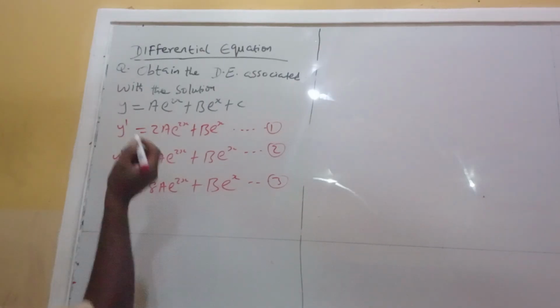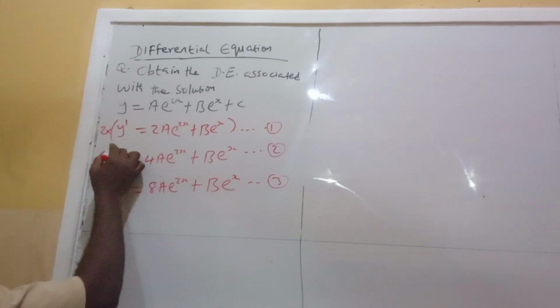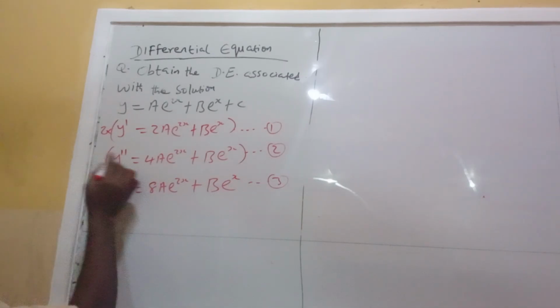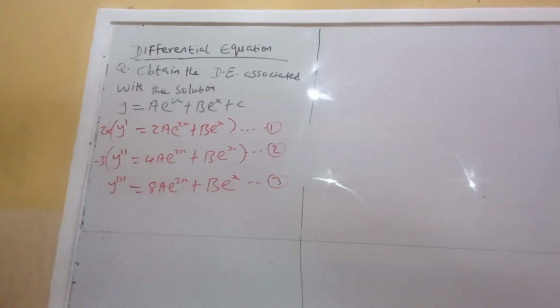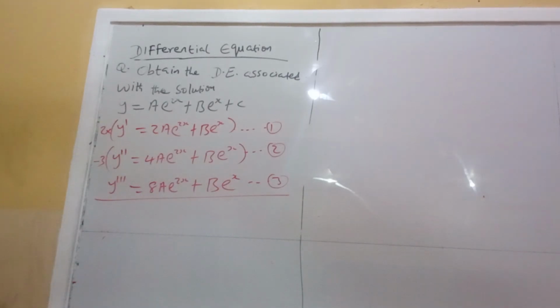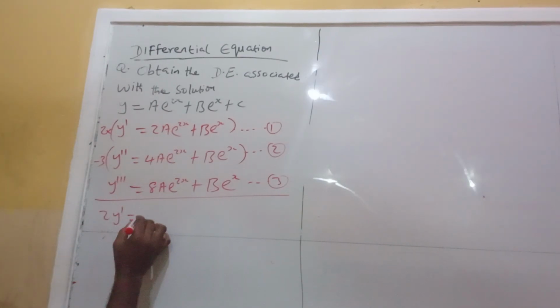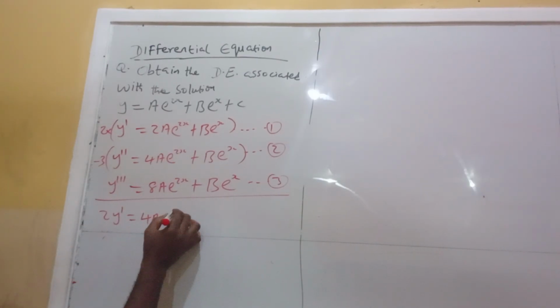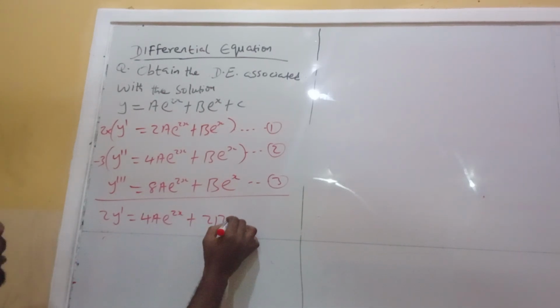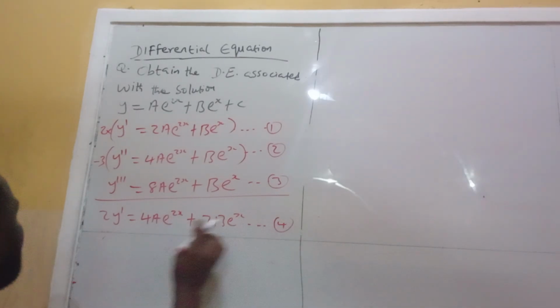So the best thing to do is to multiply equation 1 by 2, then multiply equation 2 by minus 3. Then will remain our equation 3. That way. Let us go. Multiply equation 1 by 2. We're going to have 2y prime, which is equal to 2 multiplied by this gives us 4A exponential 2x. Multiply this by 2, we're going to have 2B exponential x. Okay? Call it equation 4.